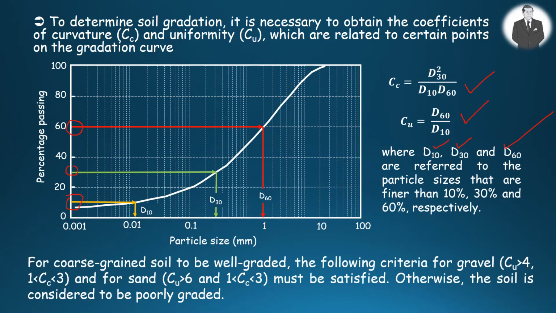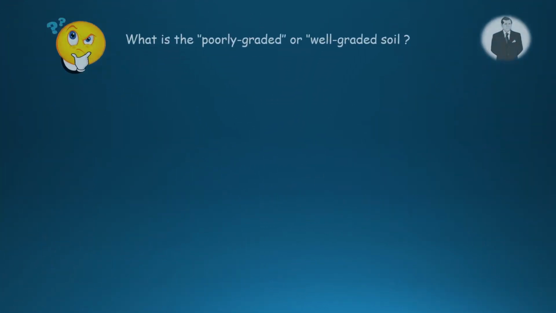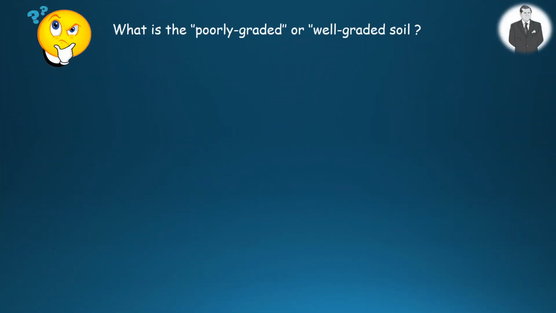Now, for coarse-grained soil to be well graded, the criteria given in brackets for gravel and for sand must be satisfied. Otherwise, the soil is considered to be poorly graded. For good reason, you may ask what poorly graded or well-graded soil is.